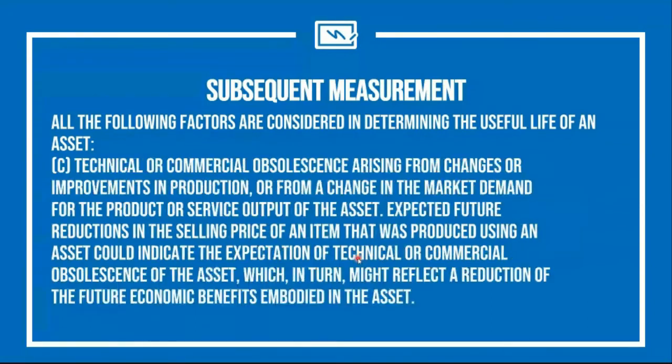Okay. Letter C, technical or commercial obsolescence arising from the changes or improvements in production. So you also need to consider this. Like example, you expect to use the asset initially for 10 years. However, due to the existence of a new equipment or a new facility or a new technology that is more efficient, you expect to use only the old equipment or the old facility for 4 years or so. So meaning you're now going to revise your useful life based on the technical or commercial obsolescence available.